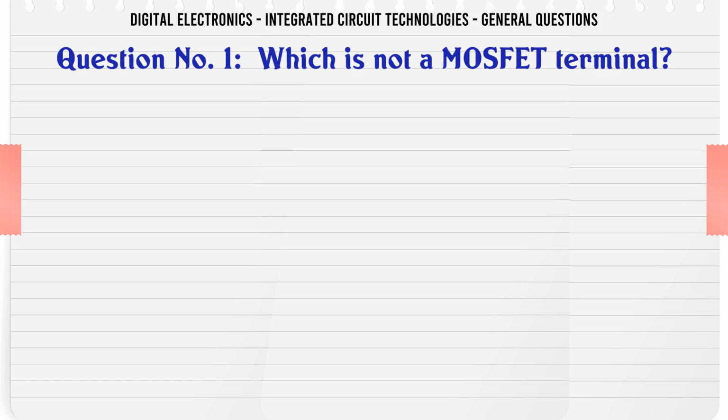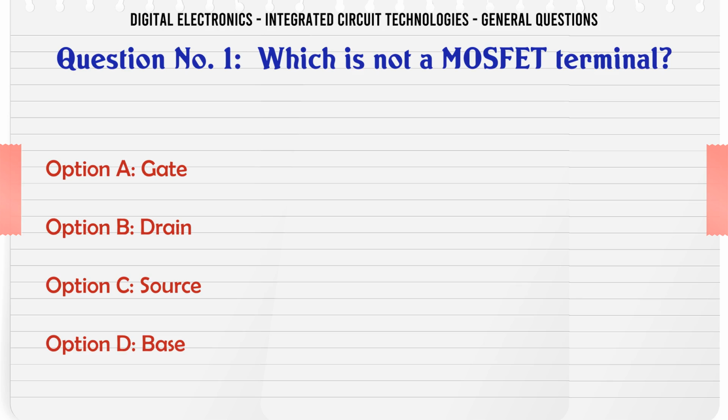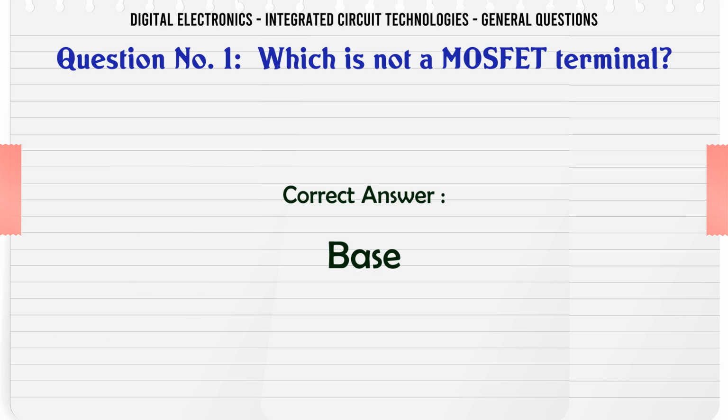Which is not a MOSFET terminal? A, gate. B, drain. C, source. D, base. The correct answer is base.